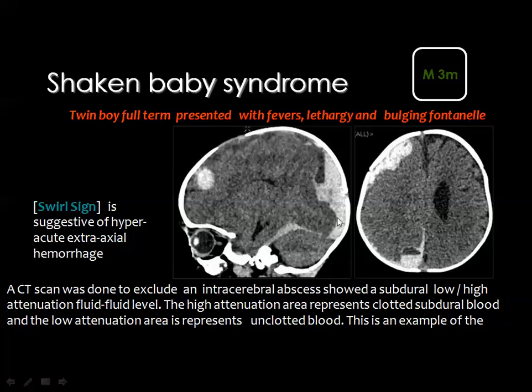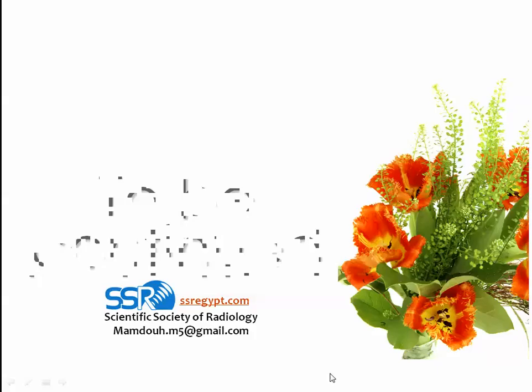Low densities represent the unclotted blood, and the hyperdensities represent the clotted blood. The mixture of hypo and hyperdensities, and you see the extension into the tentorial leaflet as well, and the extension into the posterior part of the falx, and this means that you are dealing with hyperacute subdural hematoma.